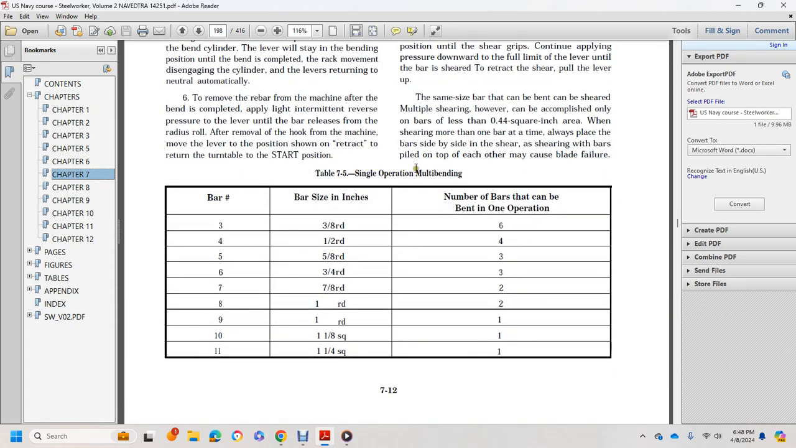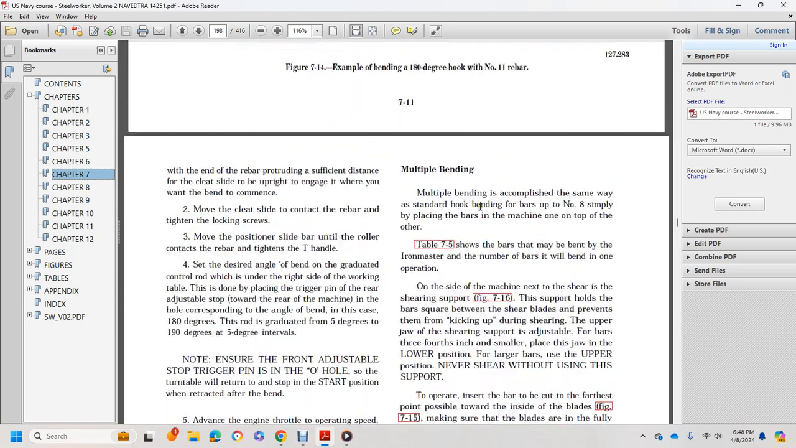Figure 75 shows single operation multi-bending: the number of bars that can be bent in one operation. Multiple bending is accomplished in the same way as standard hook bending, simply placing bars on the machine one on top of the other. Table 75 shows the bars that may be bent on the Iron Master, and the number of bars that will bend in one operation.